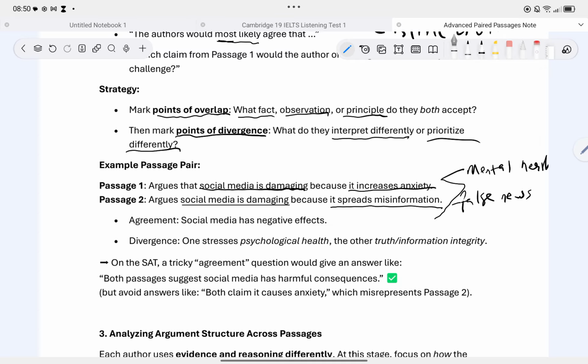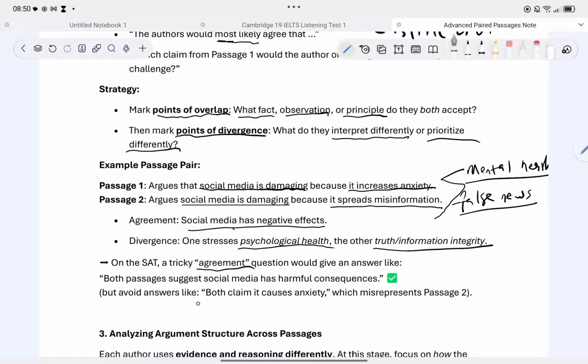So agreement: social media has negative effects. Divergence: one stresses psychological health, the other truth, information, integrity. So psychological health, which is what I call mental health here, and the other truth, information, integrity, which I call false news. So on the SAT, a tricky agreement question would give an answer like both passages suggest social media has harmful consequences. That's correct.